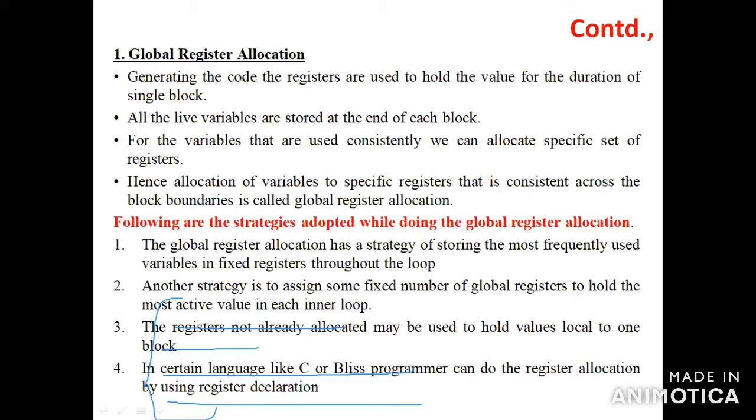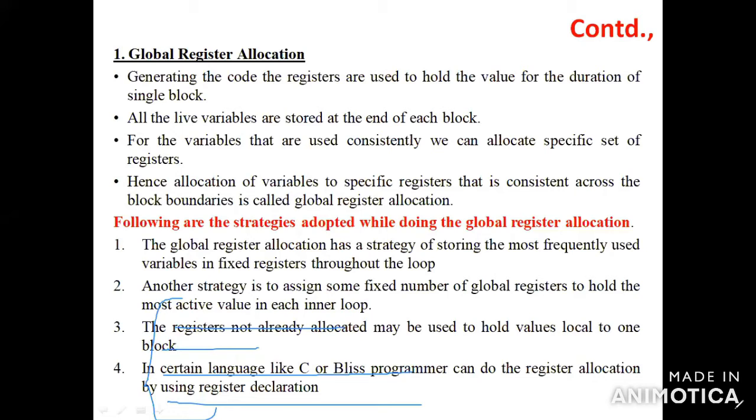The global register allocation has a strategy. The first strategy of global register allocation: you are storing the most frequently used variable for each live variable. At the end of each block, you have to store the live variable. After that, for the live variables of each block, you have to specify some specific set of registers, that is, you are using them for the most frequently used variable. So in a fixed register, you have to use it throughout the loop. That is the first strategy.